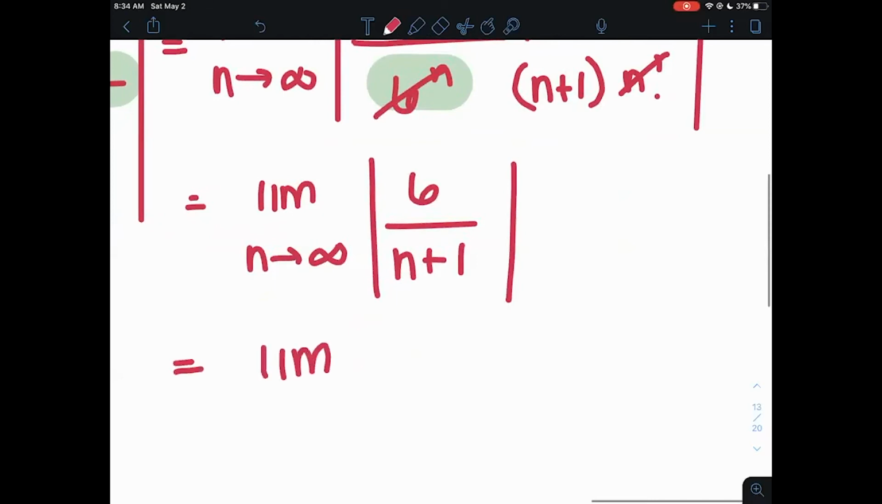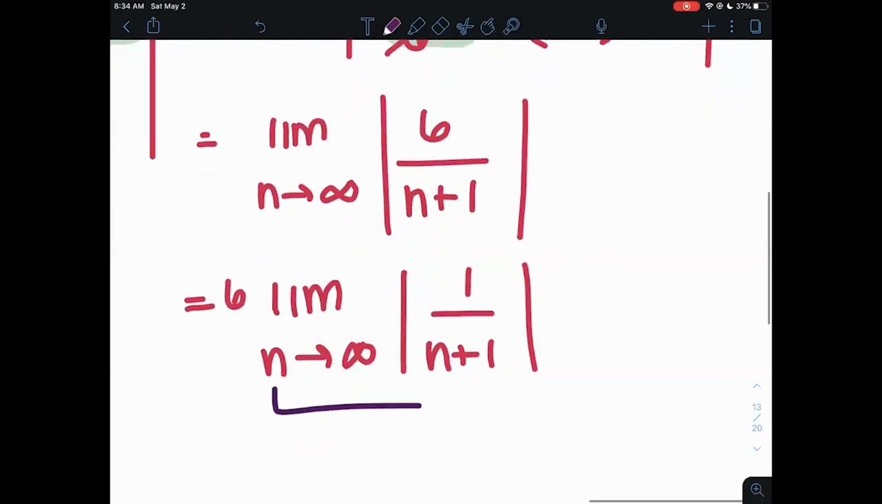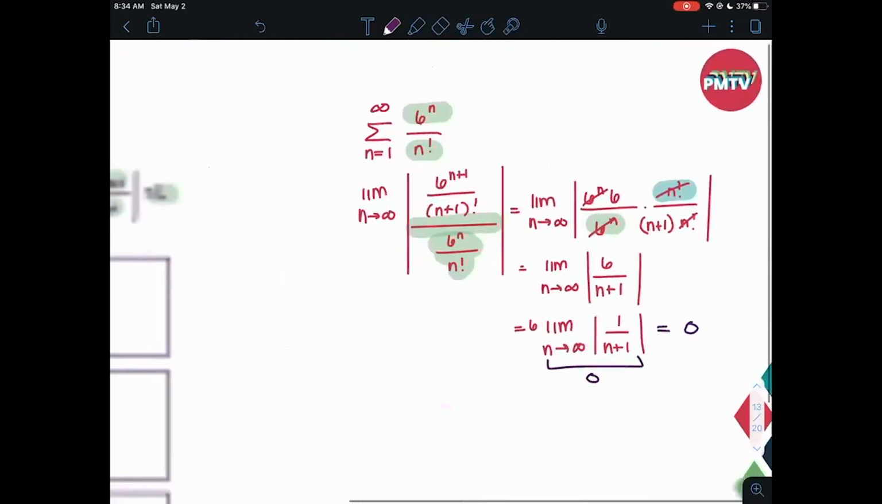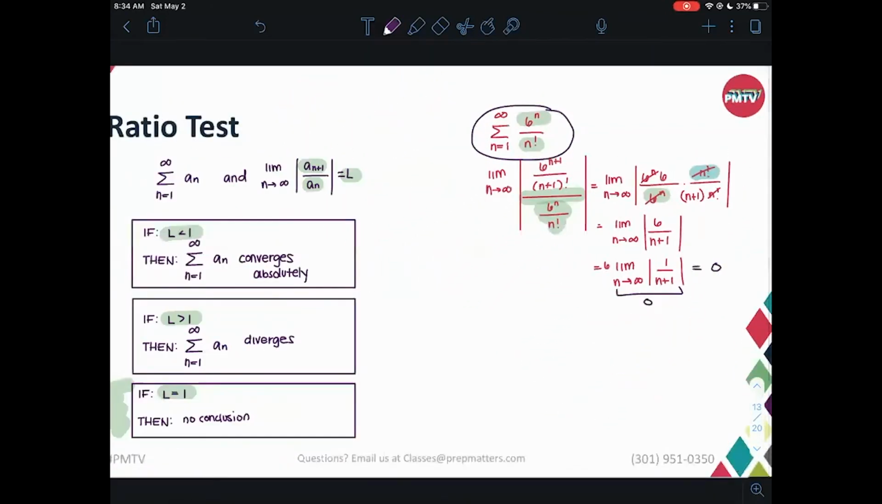So this equals the limit as n approaches infinity of 6. I can even pull the 6 out if I want to, of 1 over n plus 1. The limit as n approaches infinity of 1 over n plus 1. We're back to our horizontal asymptote rules. The comparison of the degrees of the numerator and the denominator will equal 0. So this entire thing equals 0. 6 times 0 is 0. That would mean, in this particular case, this series, the series from n equals 1 to infinity of 6 to the n over n factorial, converges because our limit is less than 1. And that's essentially how you use the ratio test.